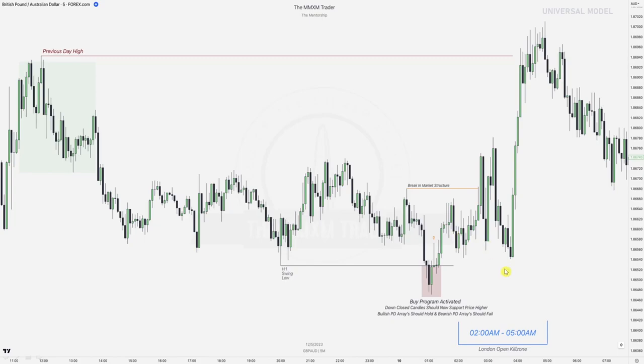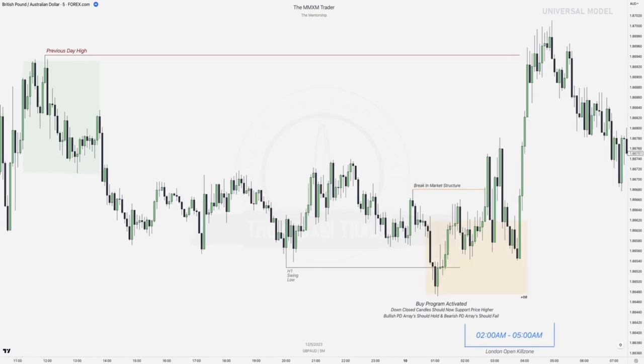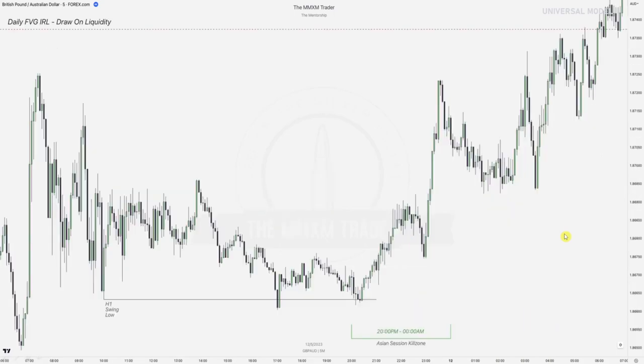Now let's outline our PD arrays. We've got this whole set of down close candles being a bullish order block, right? So we're in a buy program, so all down close candles should support price up higher, right? And this is the highest probability order block, right? Because we take out sell side liquidity and break up structure afterwards. So you shouldn't frame your trades on these down close candles down here, right? Because we're still not leaving this area. And until we do leave this area up here and higher, then we can use the other down close candles, right? So that's a London session trade.